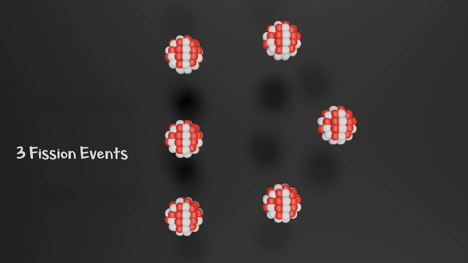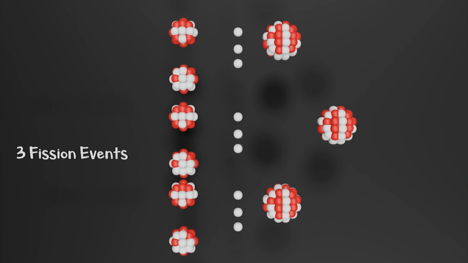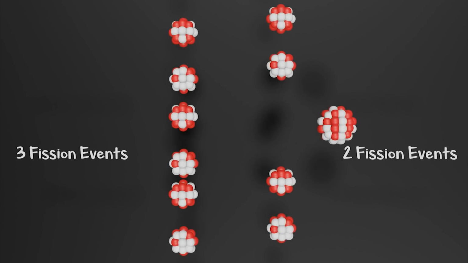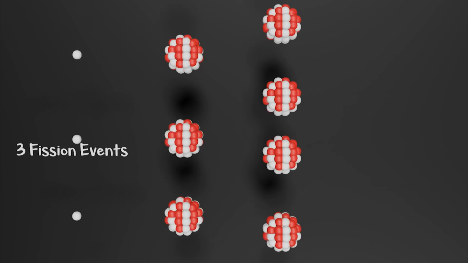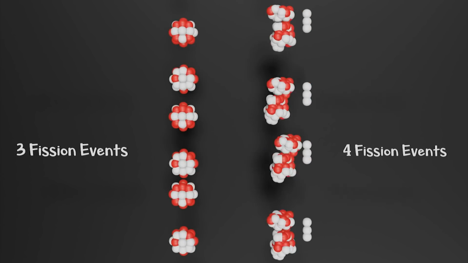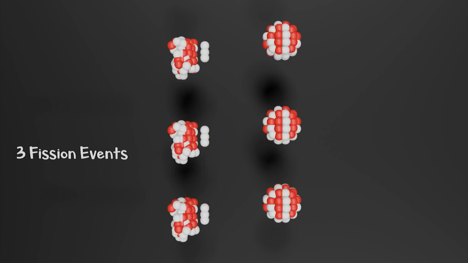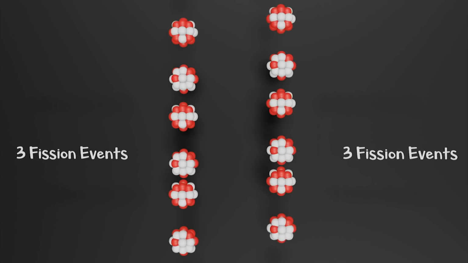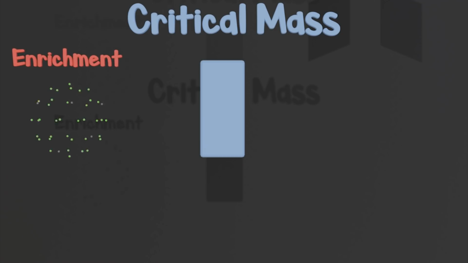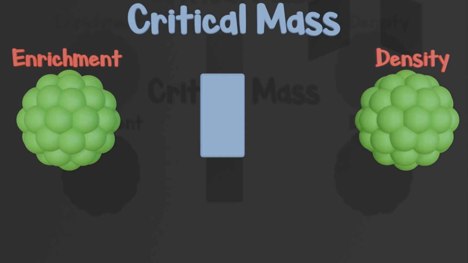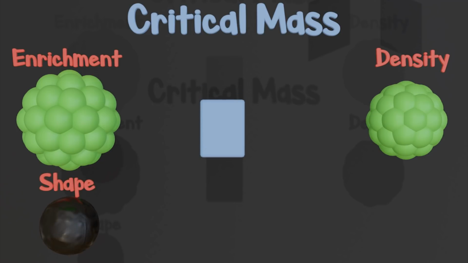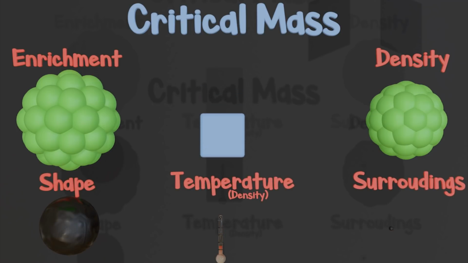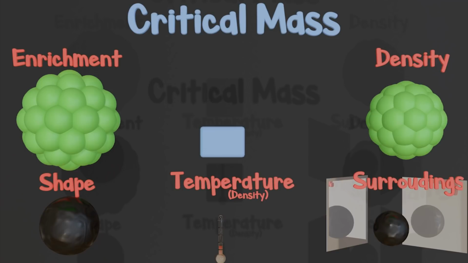Subcritical means that for every atom that splits, it produces on average less than one additional fission reaction from the neutrons it releases. Supercritical means it produces more than one, and critical means it's balanced and each fission event produces one more fission event. Critical mass is a parameter that describes which state a fissile material is in based on multiple variables. Basically, if you choose a value for all of these parameters, critical mass states how much of that material you would need for the neutrons released from one fission event to trigger another.